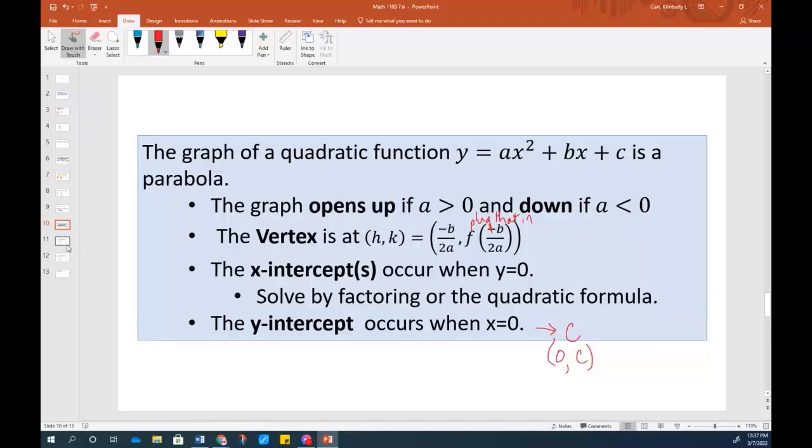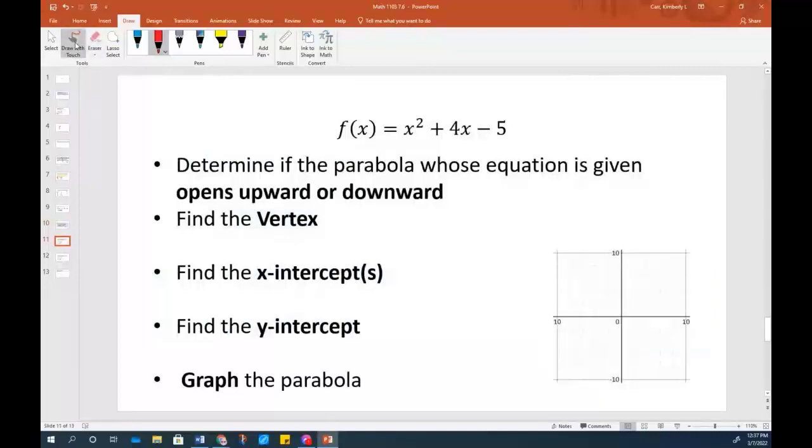Now let's apply this. The next two are examples of this, and we're going to take this and work these out. First of all, if I need to know if it opens up or down, I need to look at a. Now a is not shown, but there's an understood 1 right there, because if you have an x squared, then you have 1x squared. Since 1 is positive, this thing opens upward.